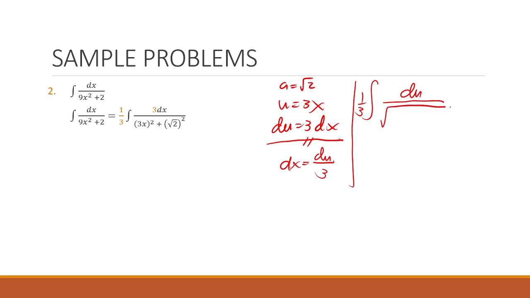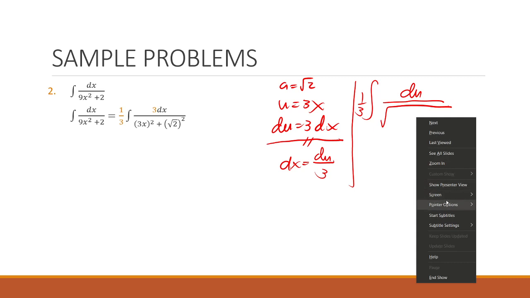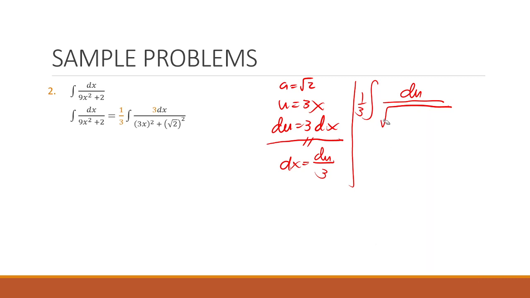Okay. Then square root of, wala palang square root. Divided by 3x squared, where 3x is u. So that would be u squared, right? Plus square root of 2 squared, where square root of 2 is a. So a squared. Okay. So clearly, this takes the form du divided by u squared plus a squared. So integrable using the arctangent formula.